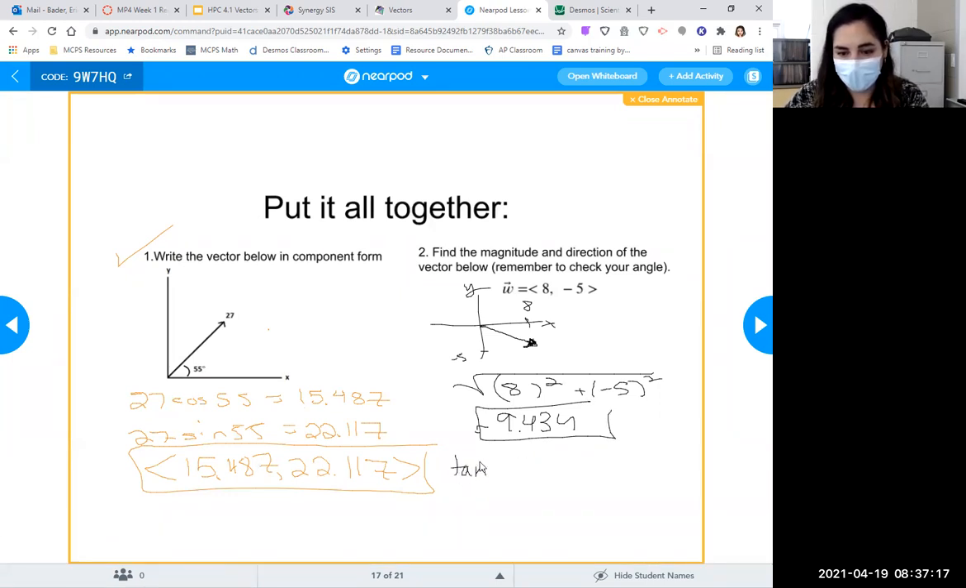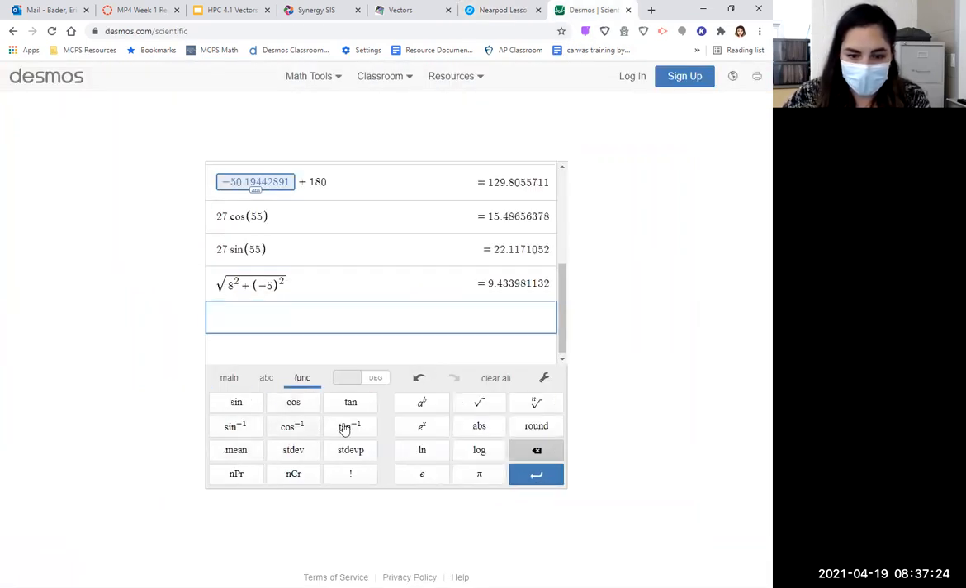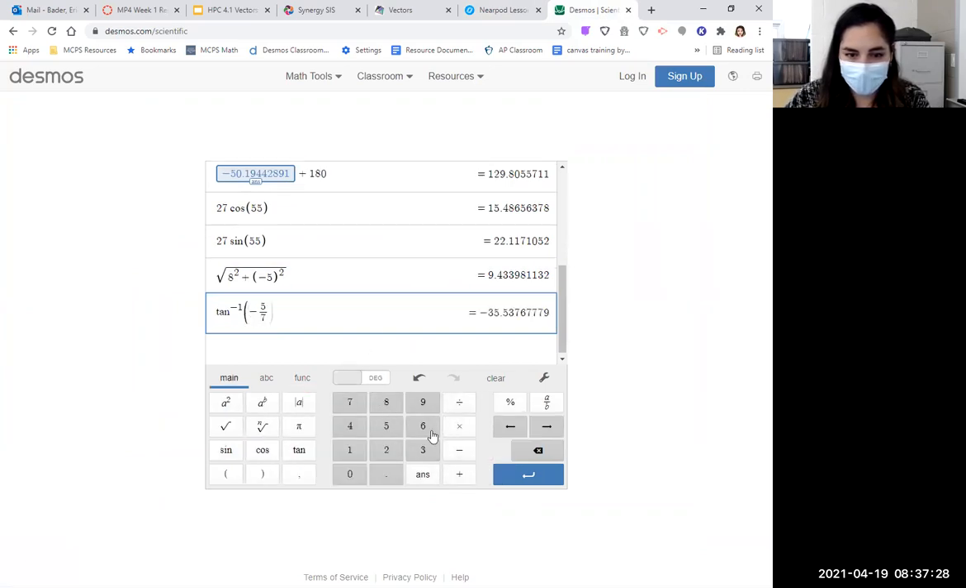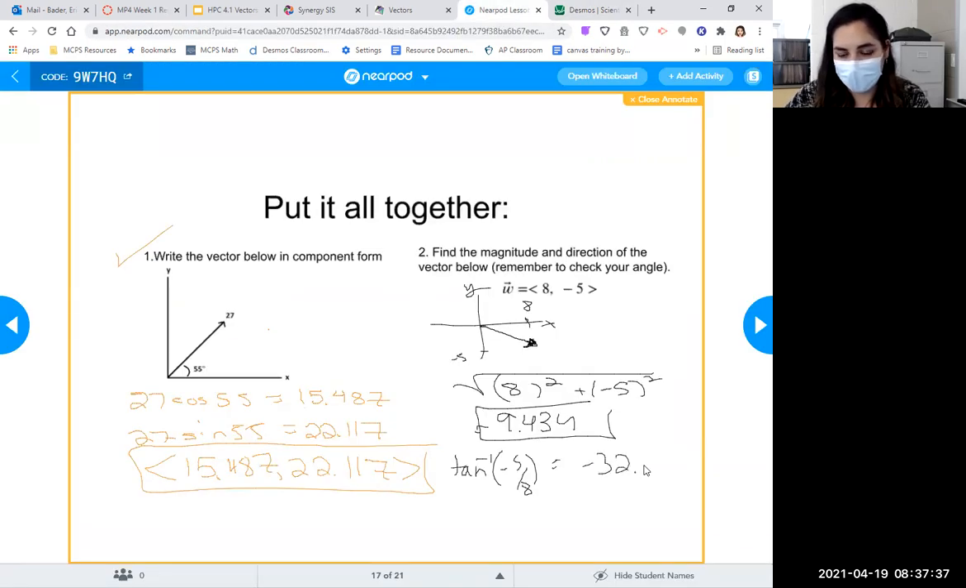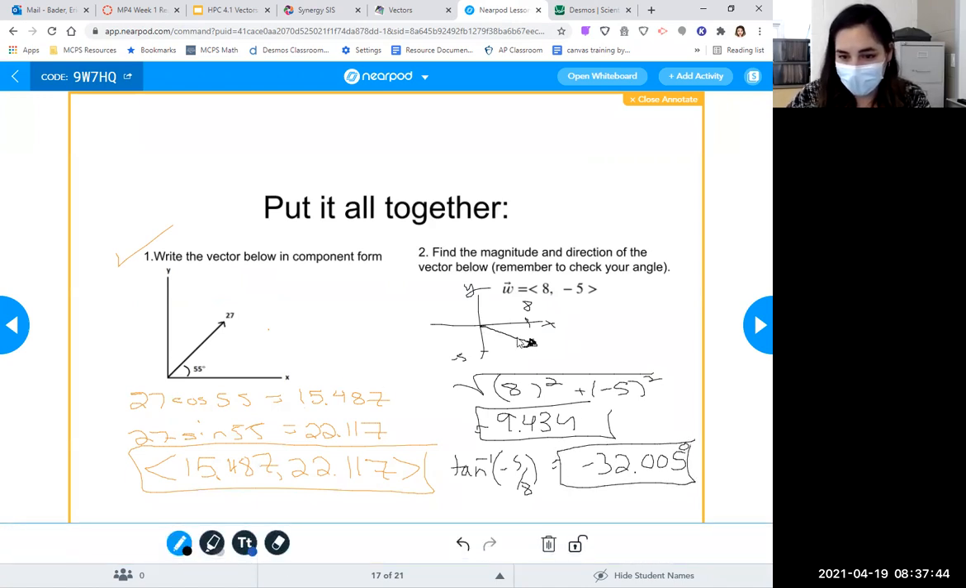So direction would be inverse tangent of -5/8. Oop, I wrote 7. Okay, -5/8, and that's -32.005. And that actually tracks because -32.005 is in quadrant 4, and so is this vector. So I don't need to add 180, okay?